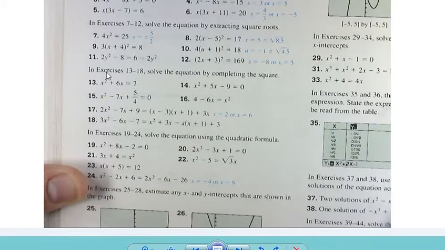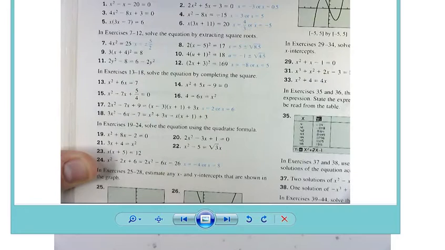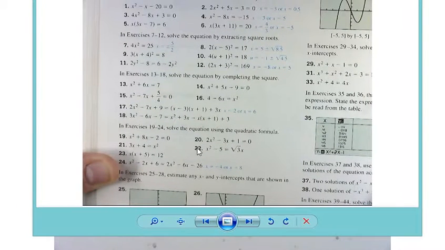So for example, number 22, we've got right here the equation, which is x squared minus 5 equals the square root of 3x. So what they're asking us to do is use the quadratic equation to solve this equation. So let me write this down.